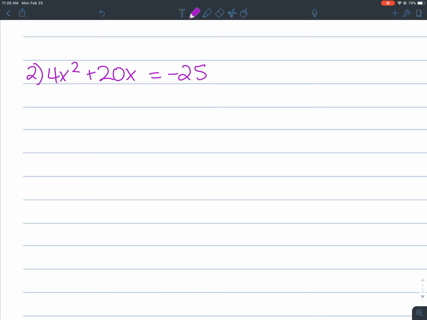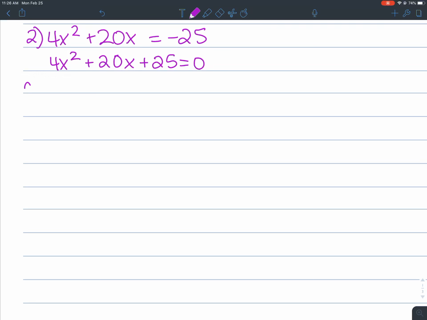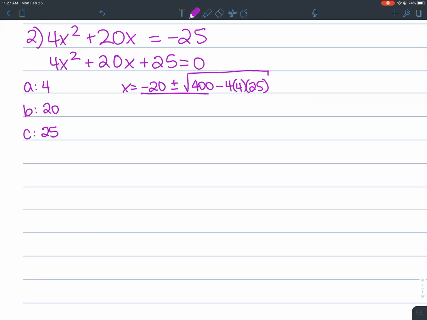Okay, on to another problem. Again, we need it in standard form, so I'm going to add 25 to both sides. And then we can say that A, B, and C are 4, 20, and 25. They're all positive this time. And so x equals negative b, so negative 20, plus or minus the square root of b squared, which is 400, minus 4, and then a is 4 as well, and c is 25. This is all inside, all over 2 times my a, which is 4.